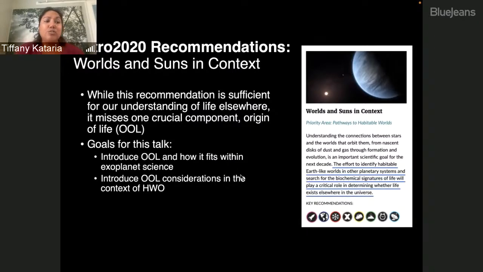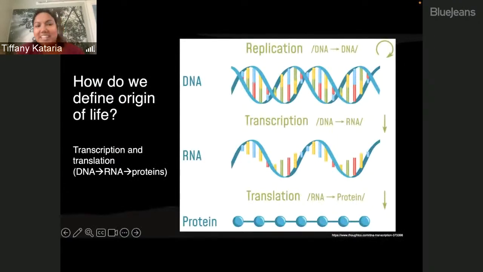And so my goals for this talk today are just really to introduce origin of life and how it could fit within exoplanet science within the terrestrial picture, but also introduce how origin of life could be considered in the context of HWO and the design or the observations from the mission. And so before I dive in there, I bet you didn't maybe guess that you'd see some DNA and RNA today.